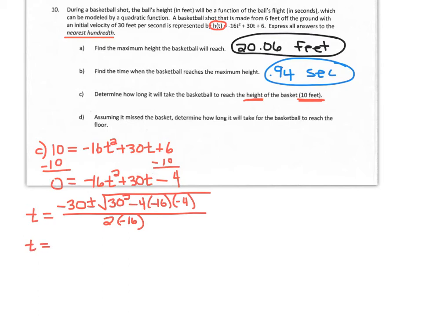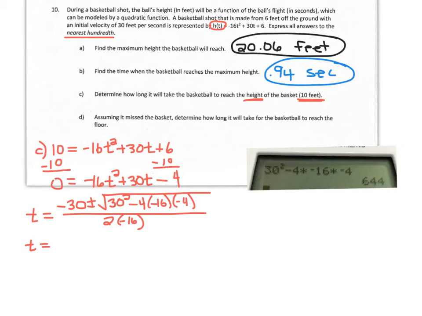Now, you could do one of two things. You can plug the 30 squared into your calculator to give you 900, and then you can multiply 4 times negative 16 times negative 4. So you could do 900 minus that product, or if you prefer, you can plug this whole entire thing in your calculator at once. Okay, so I just plugged it in my calculator all at once. So 30 squared minus 4 times negative 16 times negative 4.